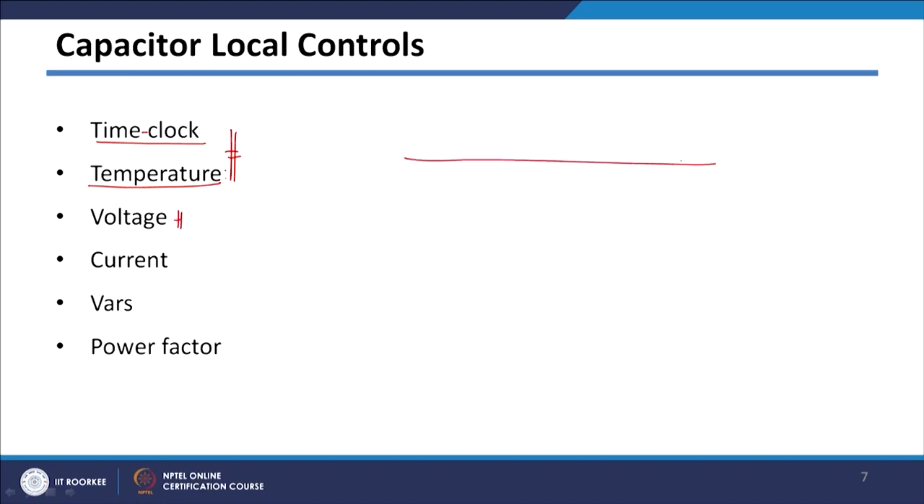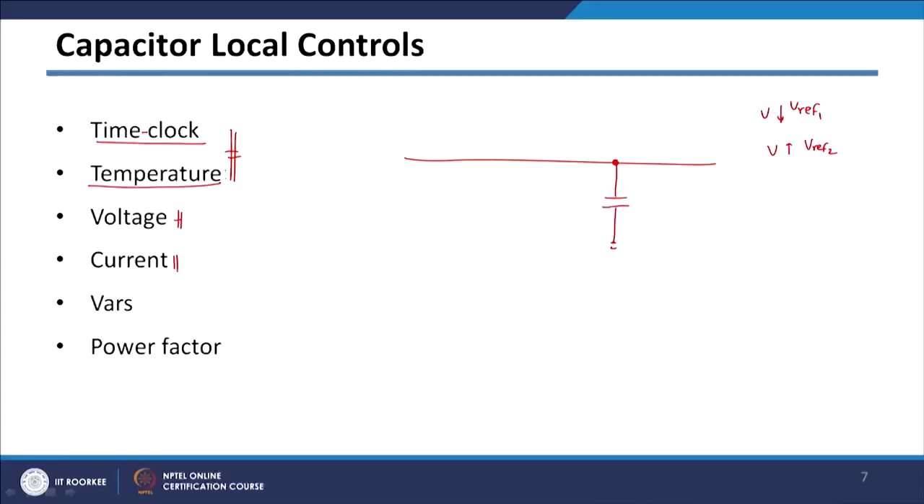Third control is based on voltage. So, if there is a feeder and some capacitor is connected at this place, it will measure the voltage at this point. If this voltage is less than some reference voltage, then the capacitor will be switched on. If this voltage is again more than some reference 2, or this is reference 1, because we need a band here, otherwise it will keep on chattering. So, there will be some band of reference 1 and reference 2. If this voltage is more than reference 2, then you can switch off the capacitor.